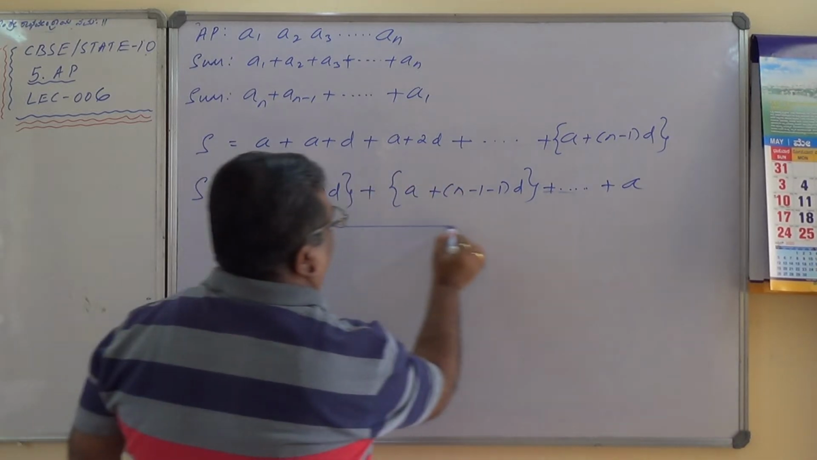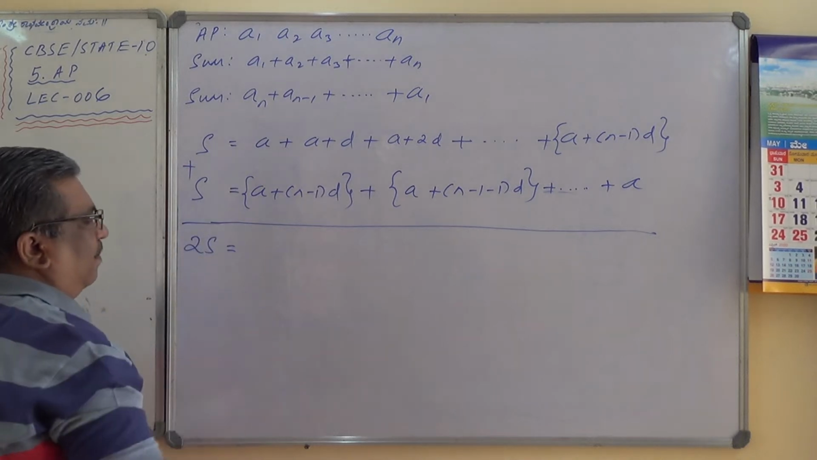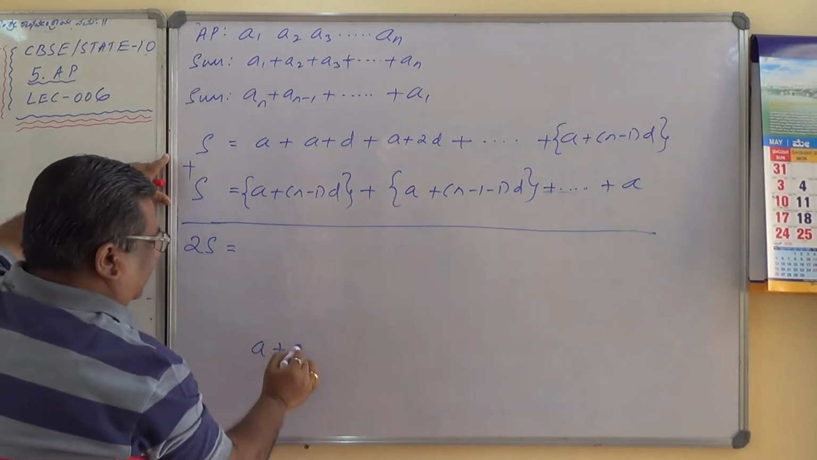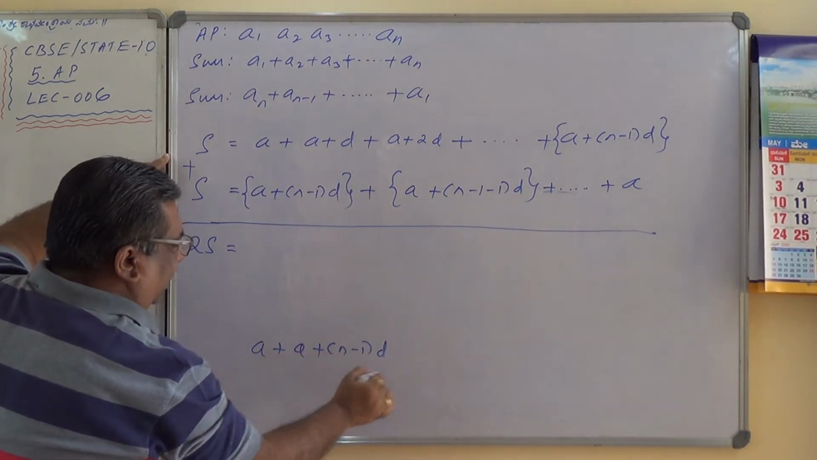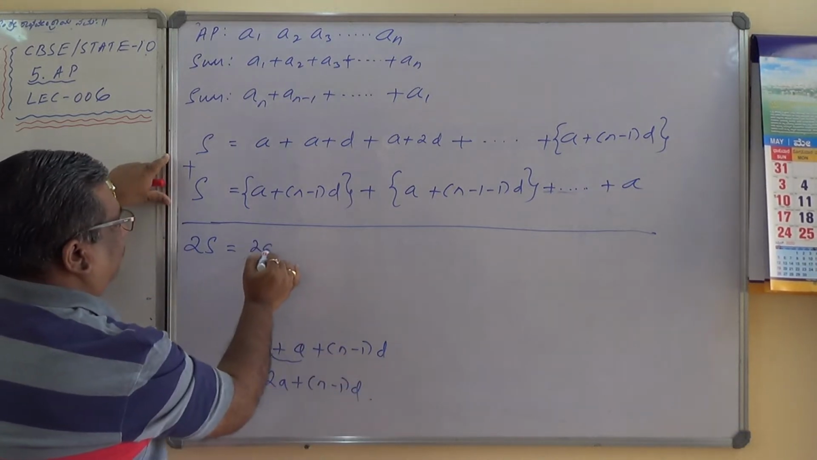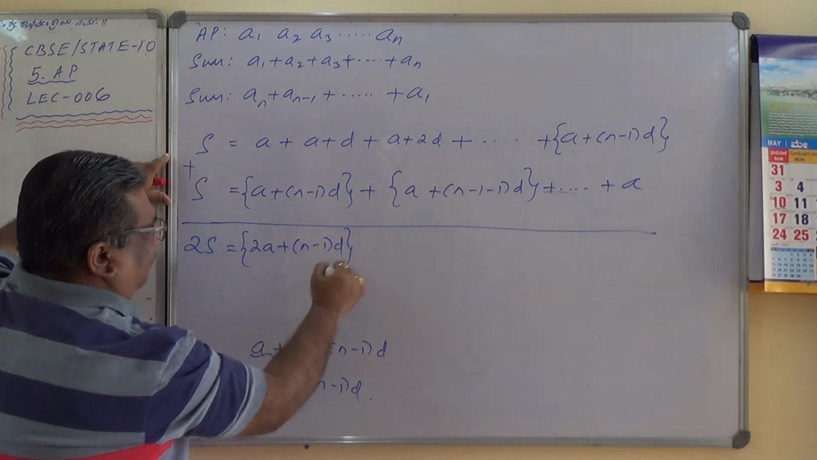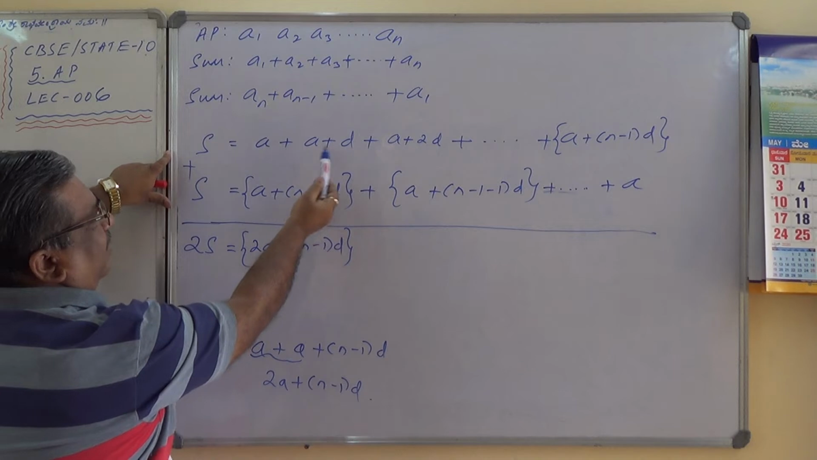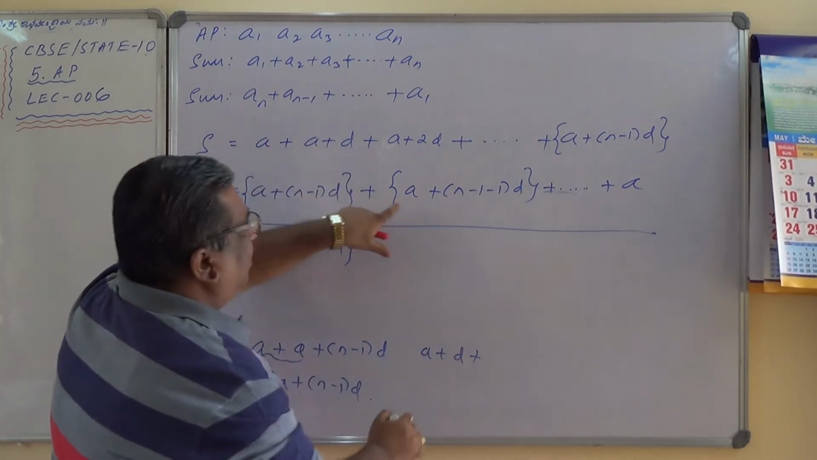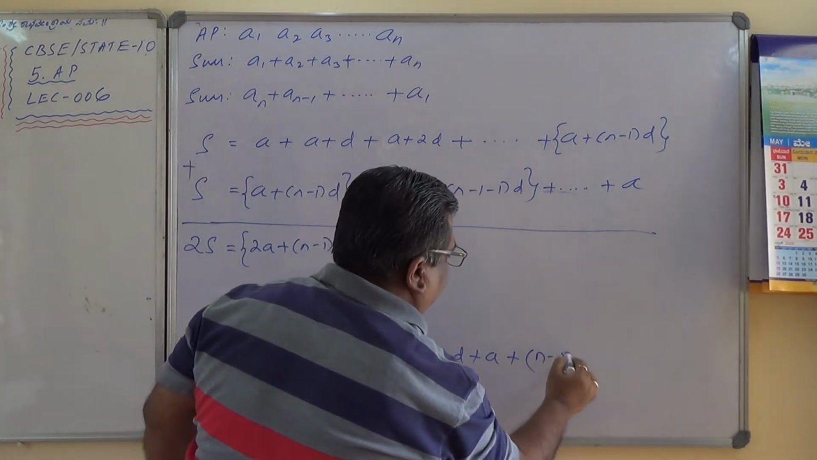Now if I add these two, what happens? Let us see. By adding these two, S plus S, 2S equals, I'll add and write the terms here. A plus this term, a plus n minus 1 times d, so this is 2a plus n minus 1 times d. So this is the first term. The second term is a plus d, and to this I'll add a plus n minus 2 times d.